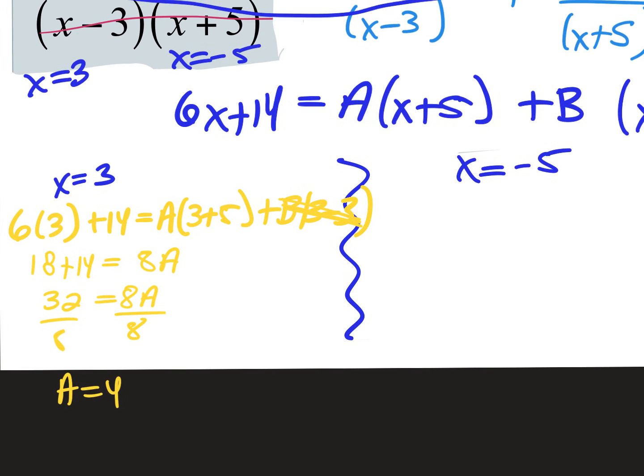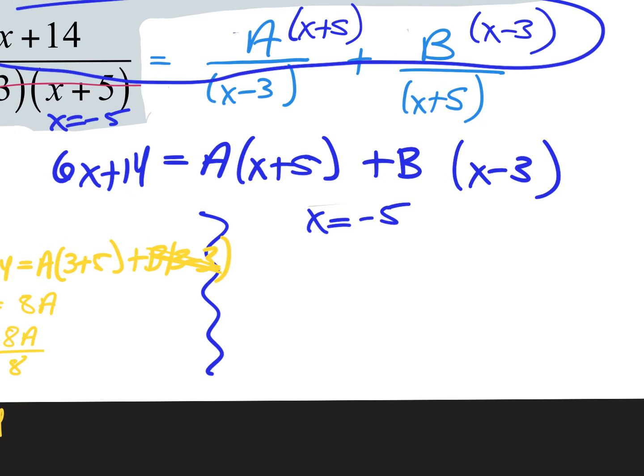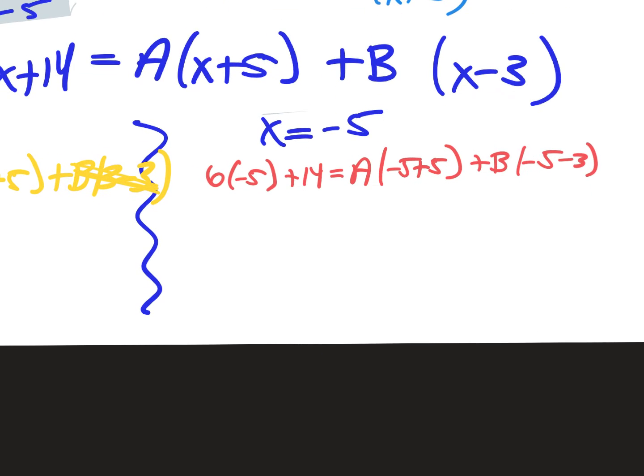x equals 3, what are we going to use? -5. Okay, so 6 times -5 plus 14 equals a times -5 plus 5 plus b times -5 minus 3. So when we simplify, what is 6 times -5? -30 plus 14 equals, what's -5 plus 5? 0. Times a, so that just cancels out.